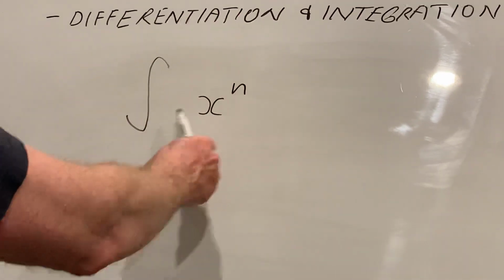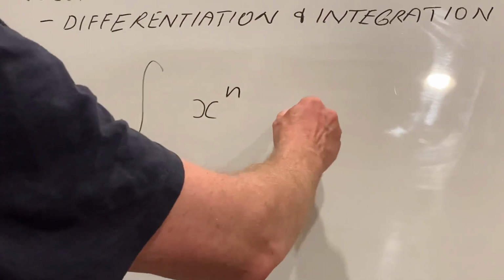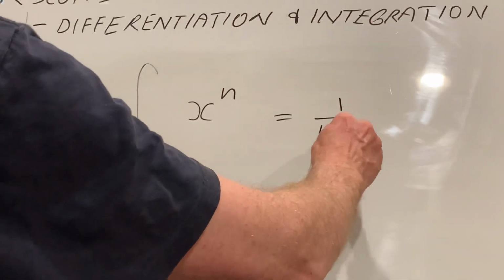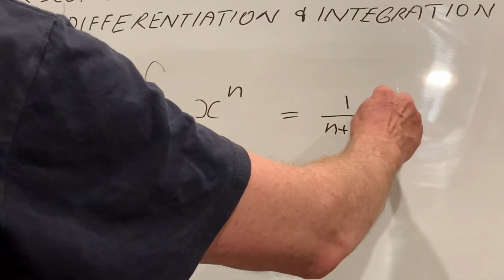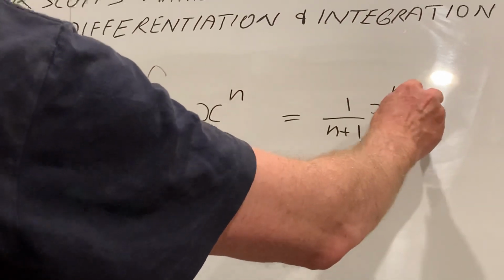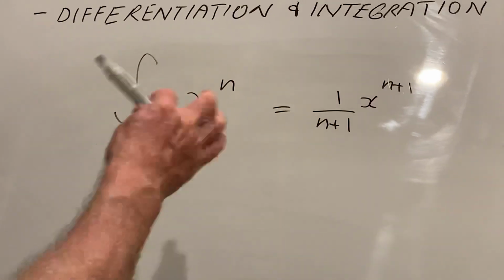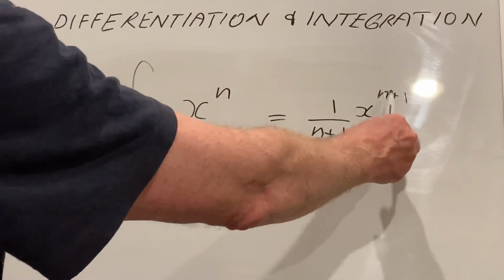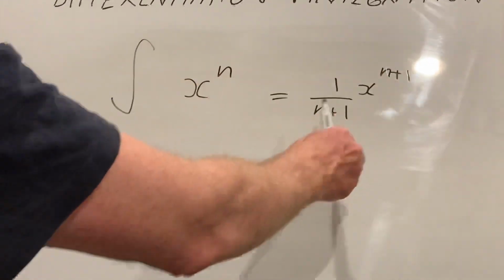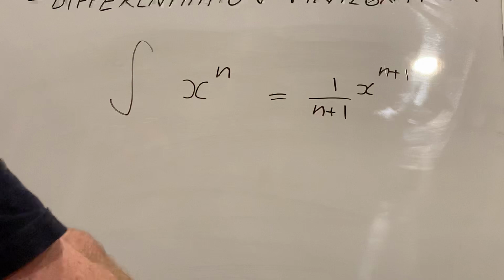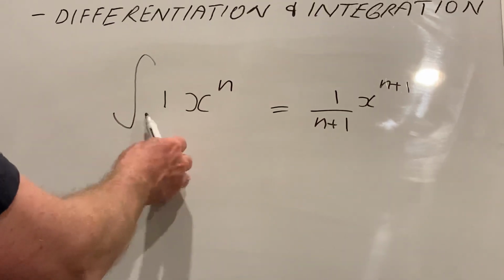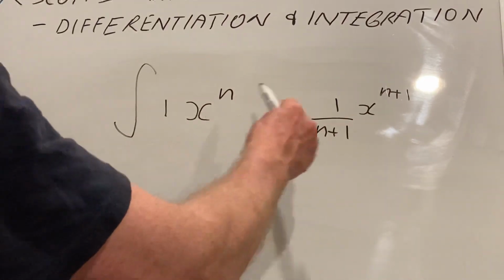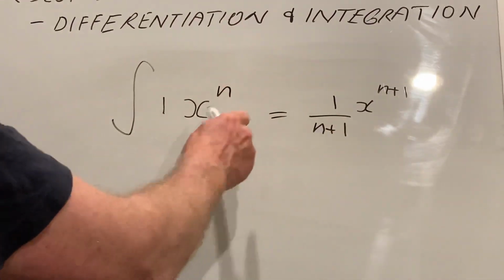So the integral of x to the n equals 1 on n plus 1 by x to the n plus 1. It's the opposite to differentiation. You're going the other way. So you're adding 1 to the exponent up there. And because there was a 1 here, 1x to the n is the same as x to the n. We've got to end up with, if we differentiate it, getting back to this.